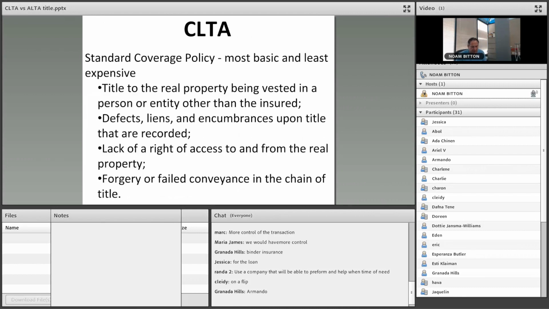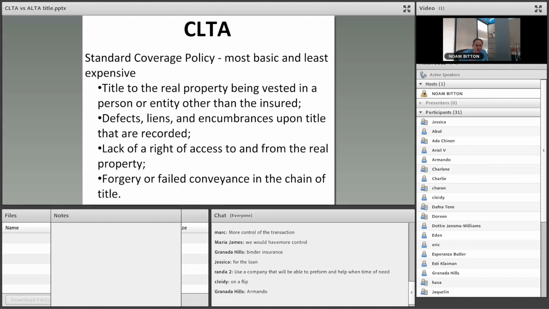Okay, so let's talk about CLTA. CLTA, as I mentioned, is the California one, and it's a very standard policy. It's the most basic and least expensive. What do they cover? First of all, the new owner, who is going to be John Smith. Second, it covers any defects, liens, or encumbrances. Encumbrances, for those of you who don't know, are types of liens or judgments or things like that, covering up to this point.